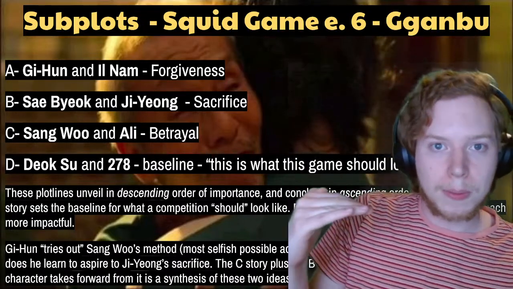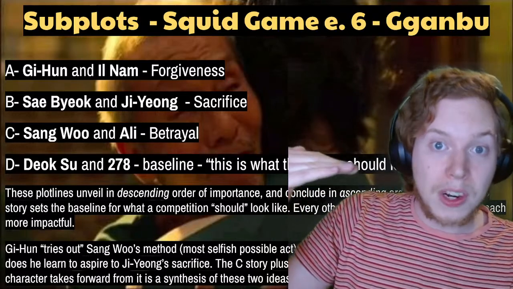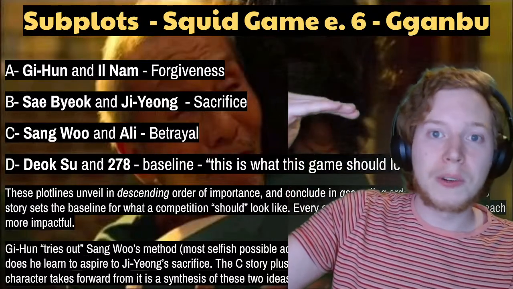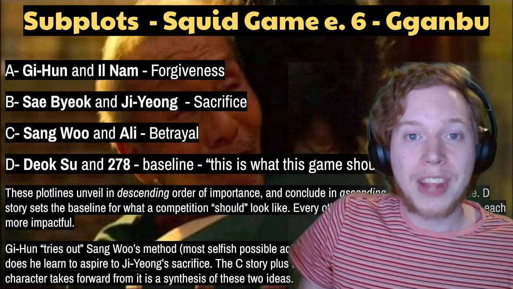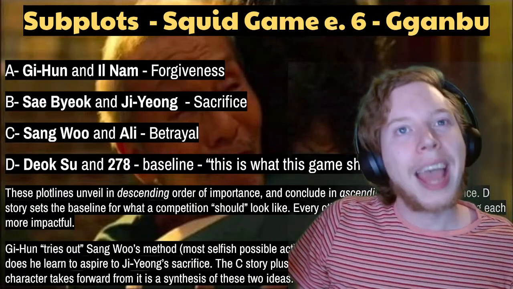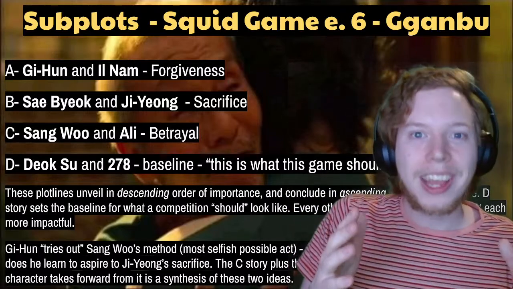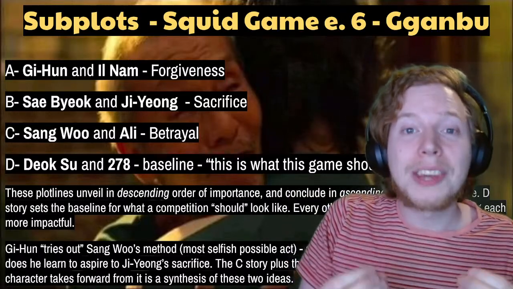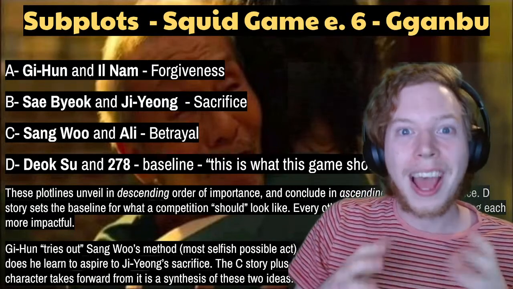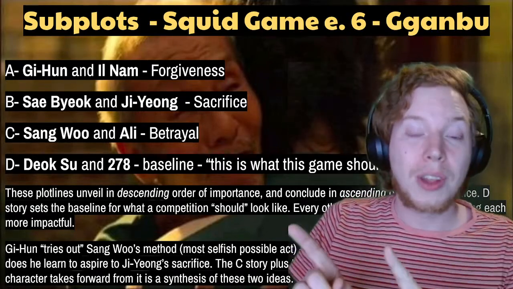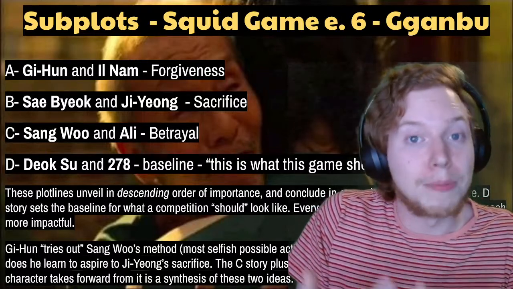We saw what the game is supposed to be like. We saw it turning someone into a monster. Now we see it turning someone into, essentially, not an angel, but a better choice than almost anyone would ever make. And now we get back to our A story, in which we see Gi-hun and Il-nam, and Gi-hun is presented with this question of, do I become the worst person? Do I become Sang-woo? Or can I perhaps aspire to become Ji-young?